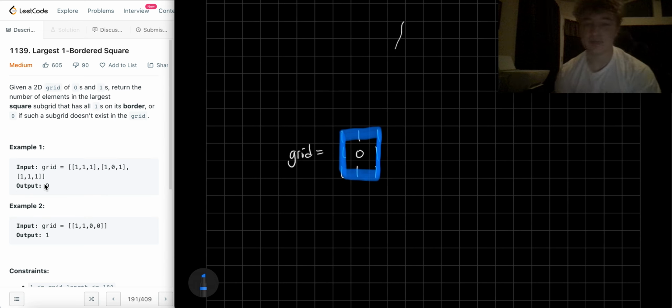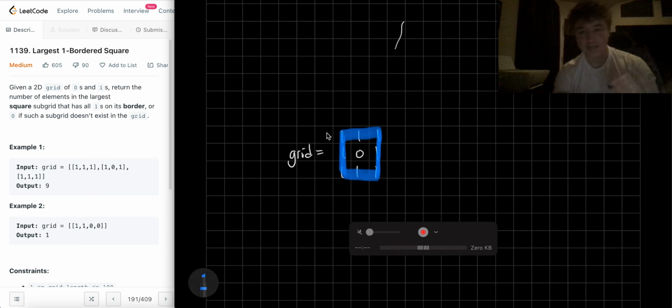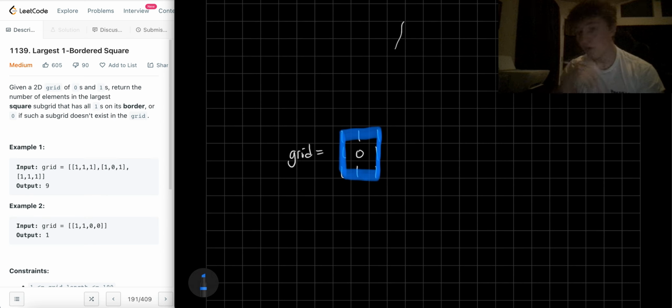How do you know it has 9 elements in total? Well, you know, it's a square. You take the area of the square, that'll give you the number of elements, right? So it's a 3 by 3, so 3 times 3 is 9. Or you could say there's 1, 2, 3, 4, 5, 6, 7, 8, 9. But of course, the length of the side squared gives you the area of the square.